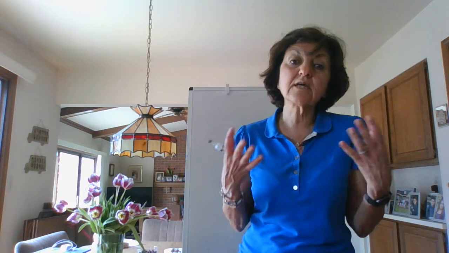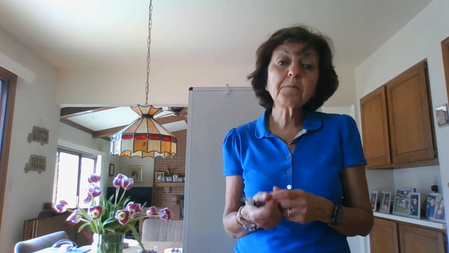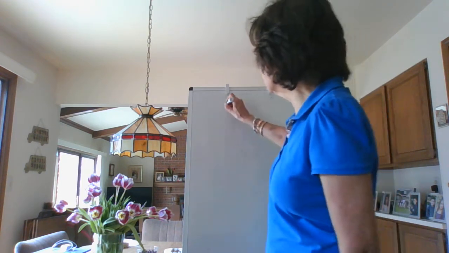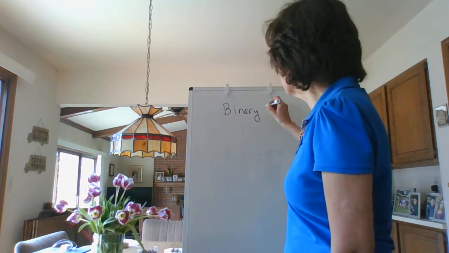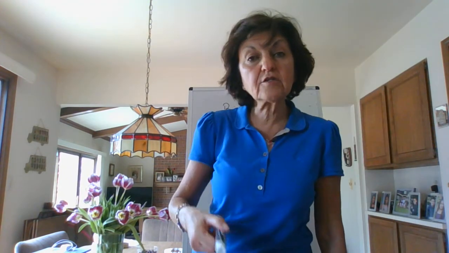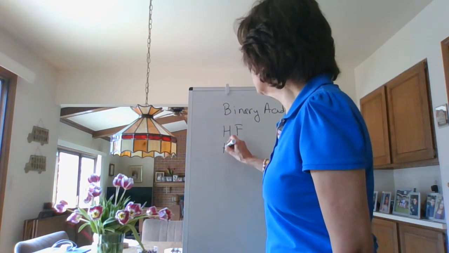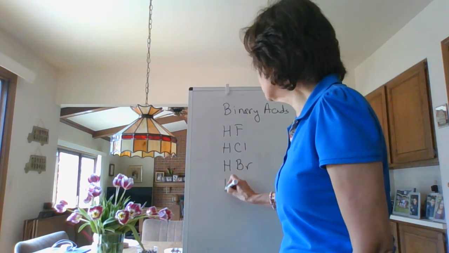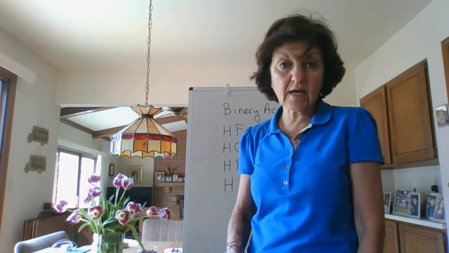And what is a proton? It's a hydrogen ion. So every single acid we're going to see has a hydrogen ion in it. So the binary acids, binary meaning a hydrogen and one other thing, one other nonmetal, are all of those halogens, like if you put a hydrogen with a fluorine, or a hydrogen with a chlorine, or a hydrogen with a bromine, or a hydrogen with an iodine. These are all examples of binary acids.